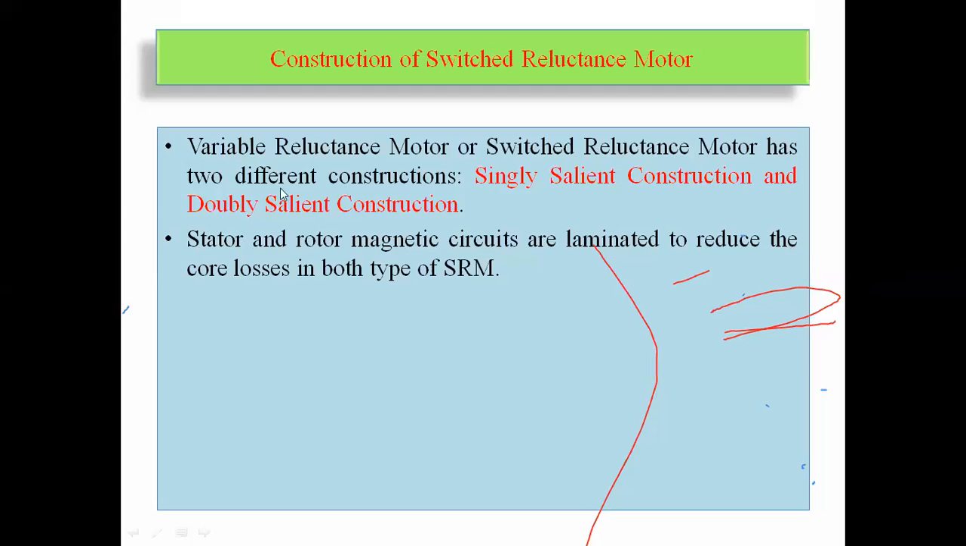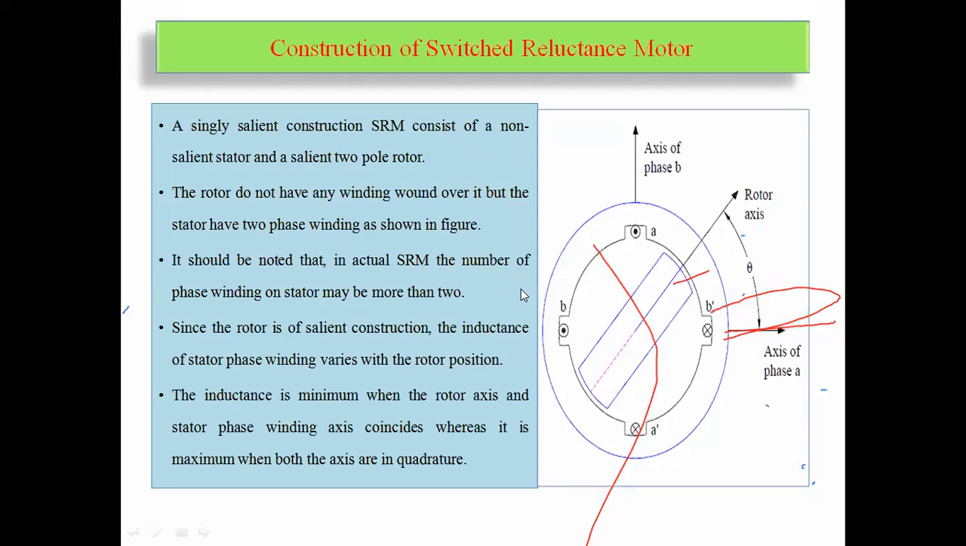Okay. Now, basically these switched reluctance motors are of two types. The classification is made according to the construction of the stator. We call it singly salient construction and doubly salient construction. And similarly, the stator and rotor magnetic circuits are laminated to reduce the core losses in both types of switched reluctance motors. Now we will see the first one, the singly salient construction motors.